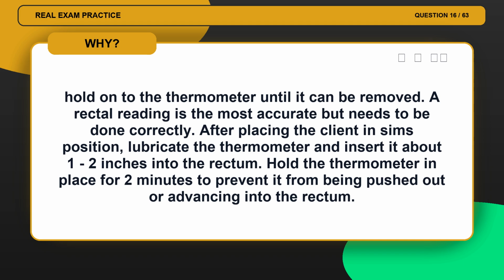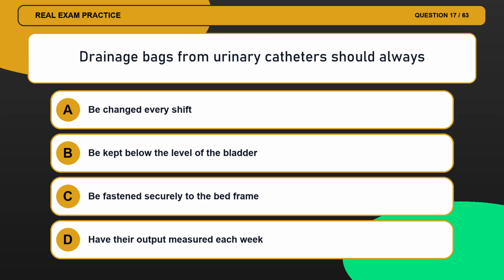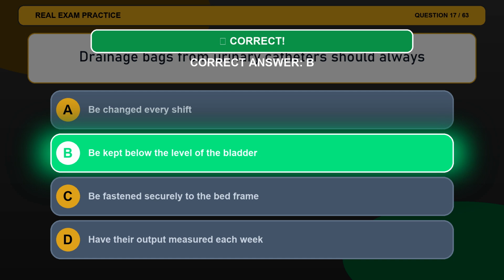Question 17. Drainage bags from urinary catheters should always, option A, be changed every shift. Option B, be kept below the level of the bladder. Option C, be fastened securely to the bed frame. Option D, have their output measured each week. The correct answer is option B. Be kept below the level of the bladder.